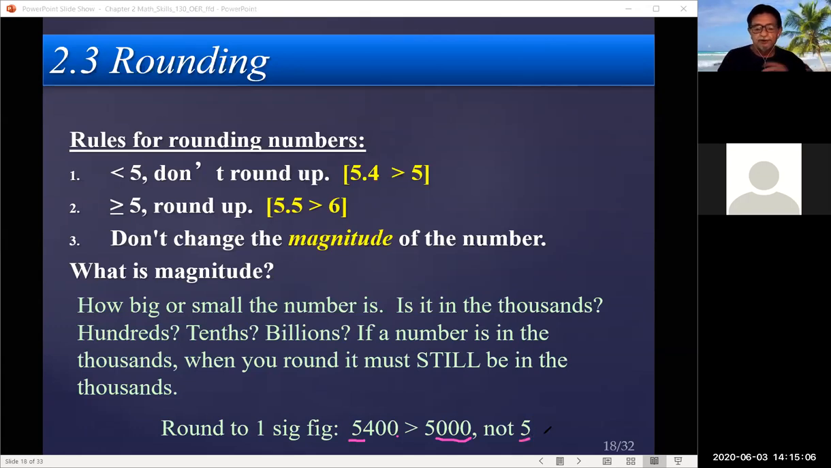Because you have totally changed the magnitude if you don't put those zeros back. Ask yourself, do I want $5,000 or do I want $5? There's a big difference in magnitude. So that's what we're talking about when we talk about change in magnitude. What generally is the error is when we start getting rid of numbers before the decimal point, students tend to drop those zeros and we end up with 5. Don't do that. So recognize what the magnitude of the number is, and you want to stay in the same magnitude when you round your number to whatever number of sig figs you need.